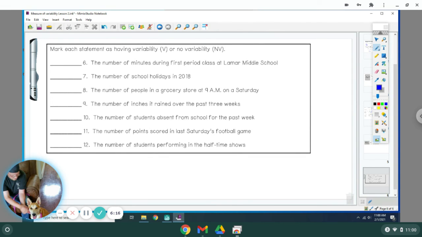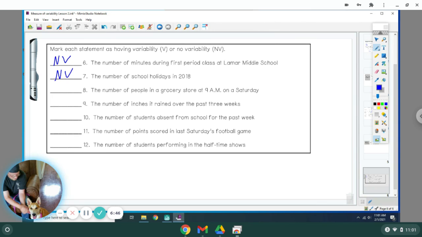Mark each situation as a V or an NV, for variability versus non-variability. The number of minutes during first period class at Lamar Middle School, that is non-variability. It's the same thing as the number of minutes in first period at Thompson Middle School. It doesn't vary. It could on pep rally schedule days, but these are normal days. The number of school holidays in 2018. Okay, that should not vary.